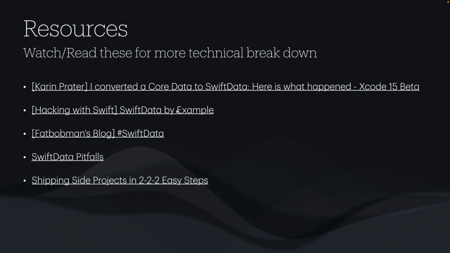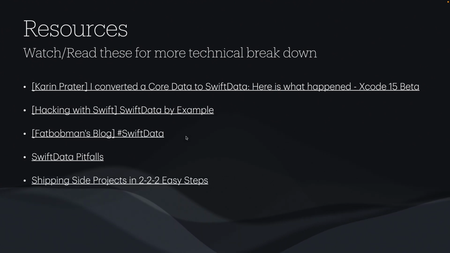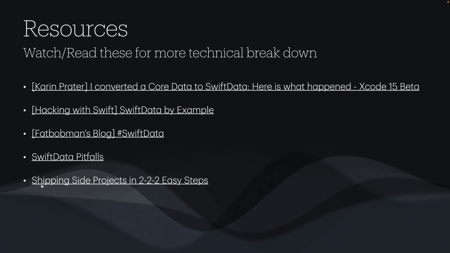The second thing I want to give a shout out to is Hacking with Swift, SwiftData by Example. If you want to build your foundation with SwiftData, that's a fantastic resource. Also, Fat Bob Man's blog is very, very good, comparing the differences between SwiftData and Core Data and teaching you how to migrate some of your Core Data knowledge into SwiftData. SwiftData Pitfalls is a very good blog post telling you what kind of issues you might run into, a very common issue. Next is Shipping Side Project in 222 Easy Steps.